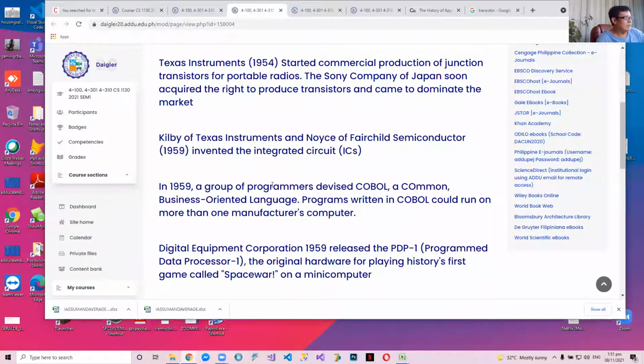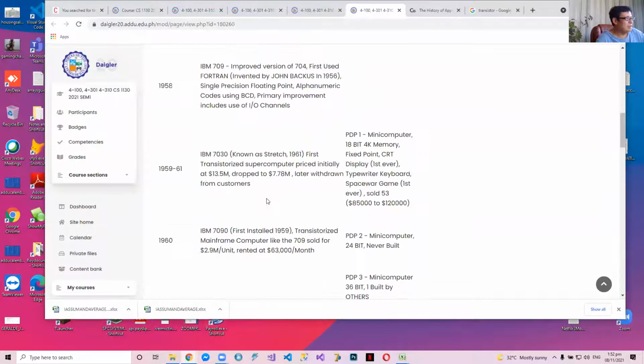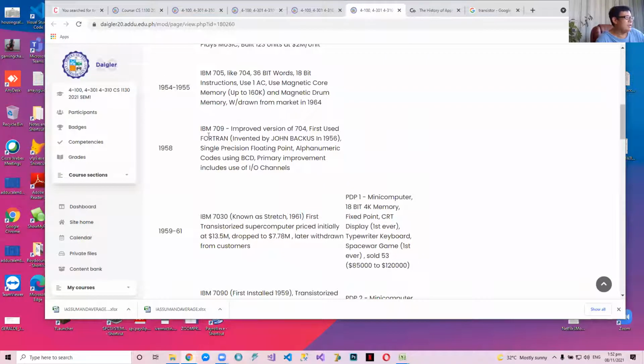So during this period, in 1959, COBOL was introduced for the IBM 1401. Do you follow? And DEC was born in 1959 with the PDP-1. And you have the first game called Spacewar. This is the first computer with a cathode ray tube or CRT display. Do you follow? So by this time, 1951 to 1958, the 709 is the last vacuum tube computer that was released by IBM.